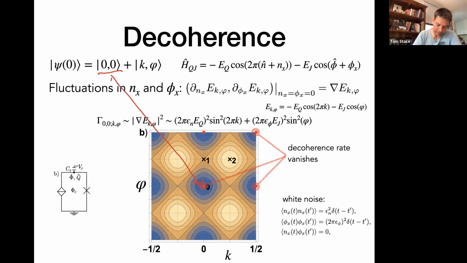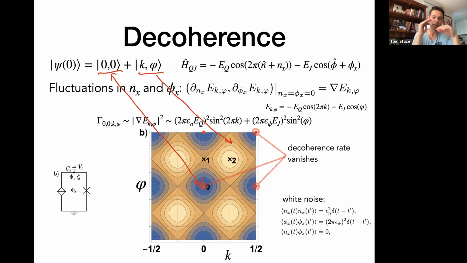That's this state. And I want to superpose it with any other state somewhere sitting on the energy landscape. And I want to ask, how long does that superposition survive for if I add some charge noise or some flux noise? So why does noise give rise to decoherence? Well, I can think of those two states as having some energy. The ground state is the lowest energy, and this k phi state is some other energy.